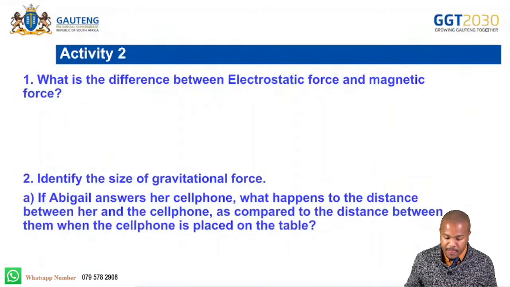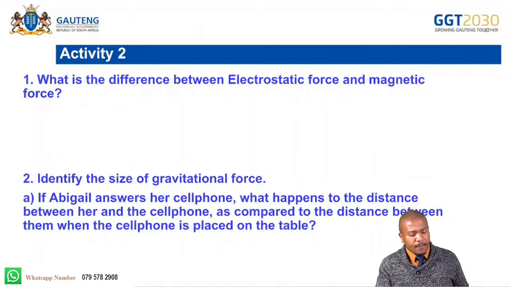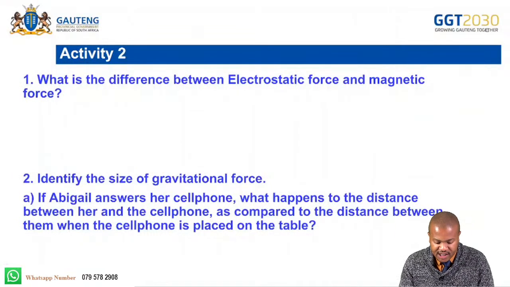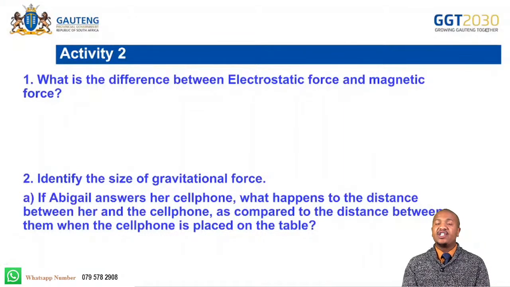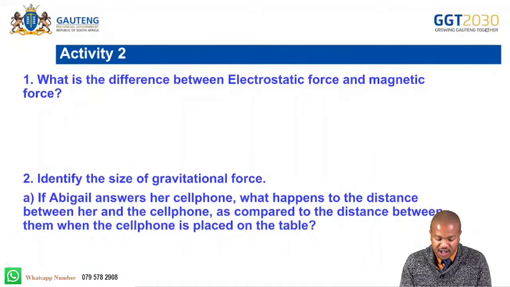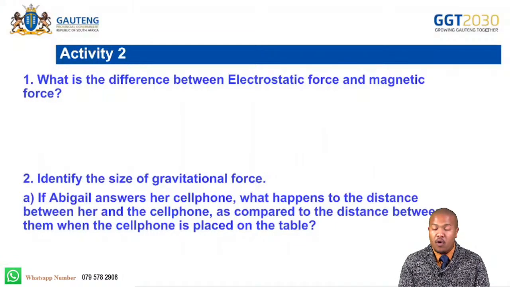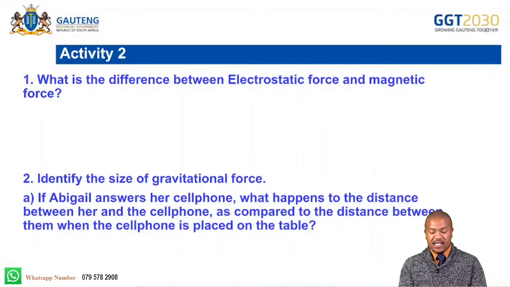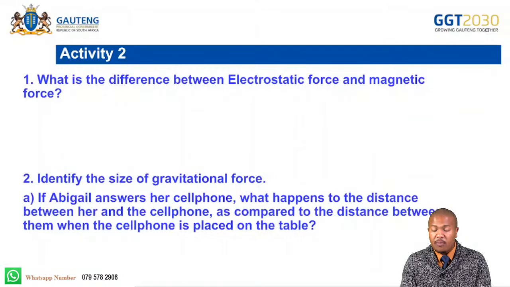So also we have activity 2, right? Number 1 of activity 2 says, what is the difference between electrostatic force and magnetic force? Number 2 says, identify the size of gravitational force, right? So A, if Abigail answers her cell phone, what happens to the distance between her and the cell phone as compared to the distance between them when the cell phone is placed on the table? Right? So I'm going to give you 3 minutes quickly to copy and complete this activity. Then after that, we shall mark together.